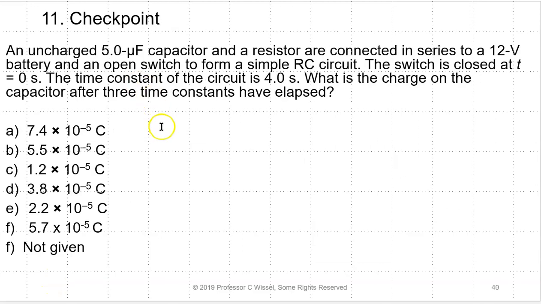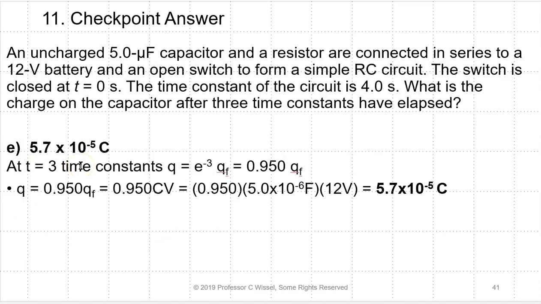An uncharged 5 microfarad capacitor and resistor are connected in series to a 12-volt battery and open switch to form a simple RC circuit. The switch is closed at time t equals 0 seconds. The time constant in the circuit is 4 seconds. What is the charge on the capacitor after 3 time constants have elapsed? It is 5.7 times 10 to the minus fifth coulombs. After 3 time constants, Q equals 1 minus e to the minus 3 times QF, or 0.950 QF. So Q equals 0.950 C times V, which is 0.950 times 5 times 10 to the minus 6 farads times 12 volts, or 5.7 times 10 to the minus fifth coulombs.